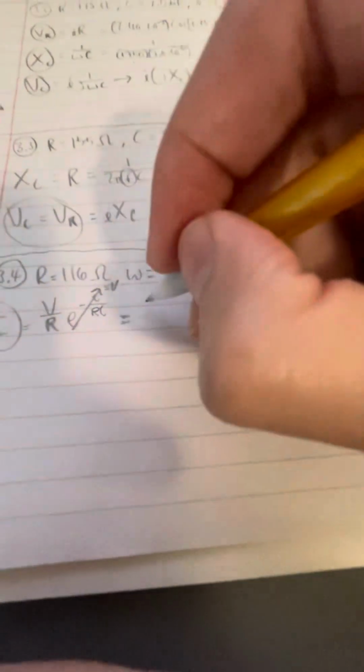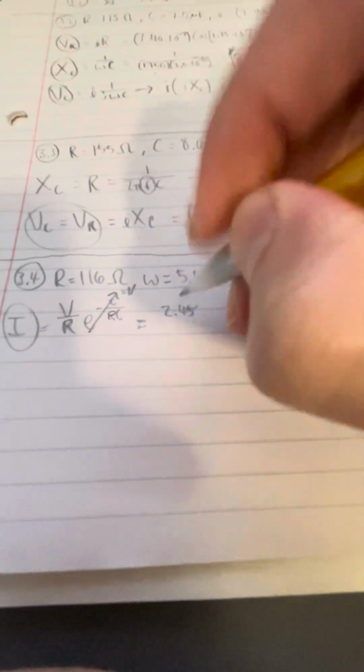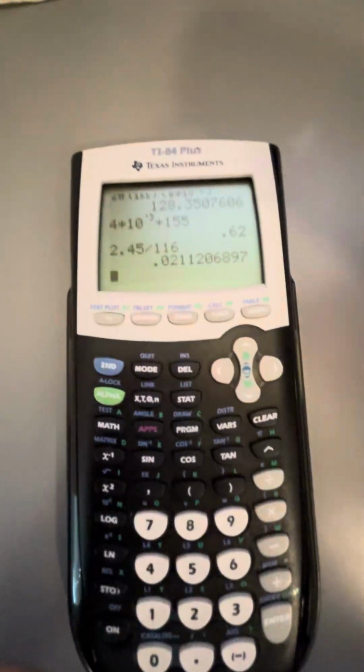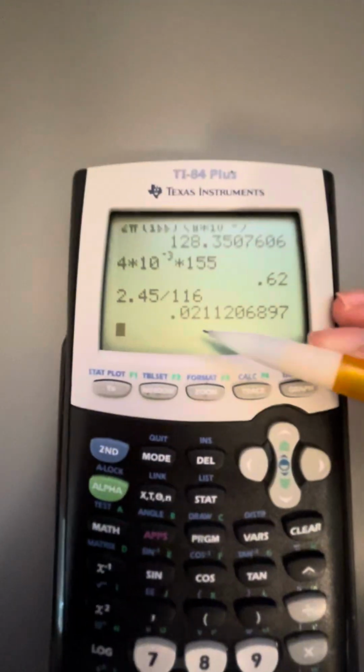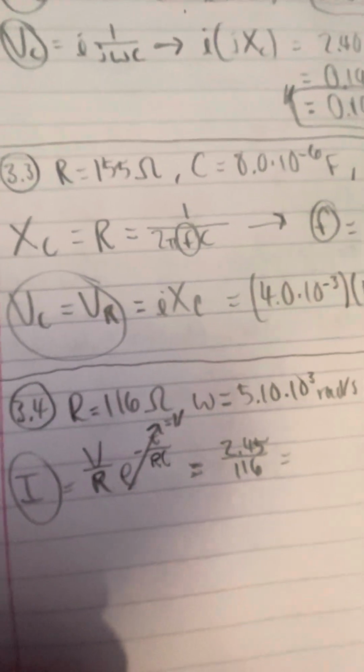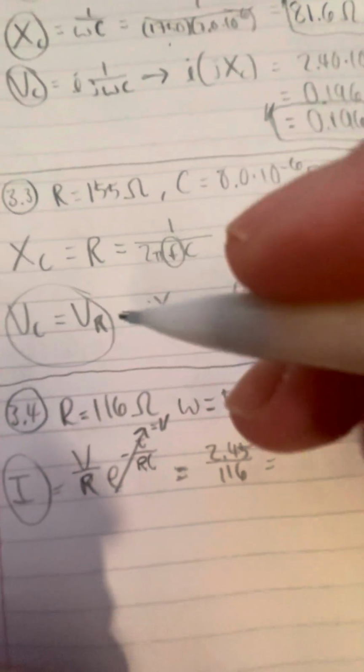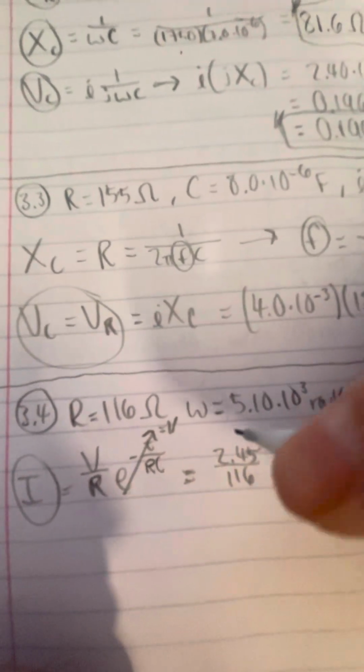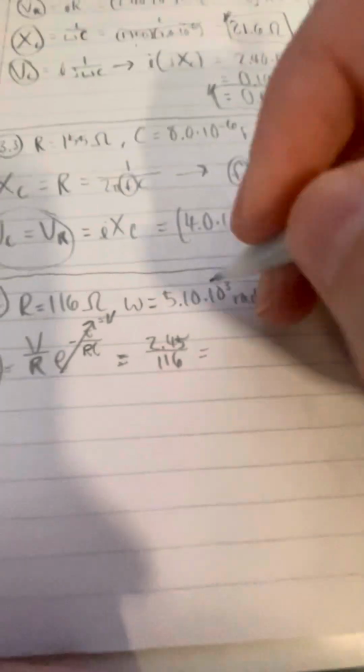So we have 2.45 divided by 116, which gives us 0.0212, yada, yada, yada. So 0.0212 amps, or we can just say, yeah, we'll just leave it at that. And that is part J.